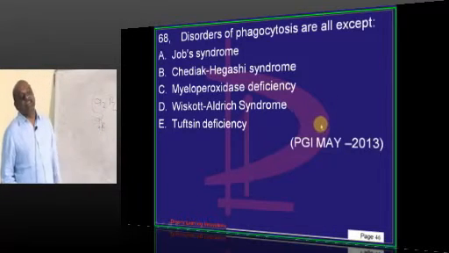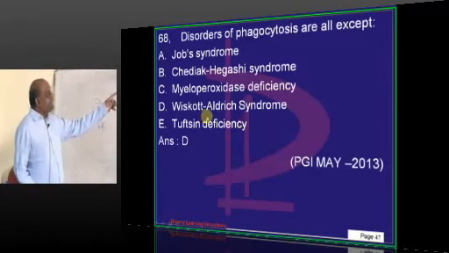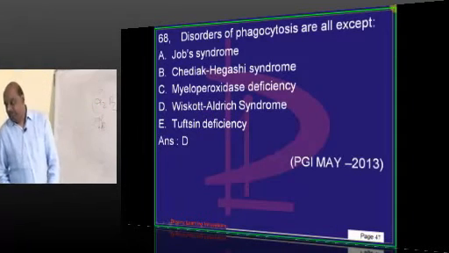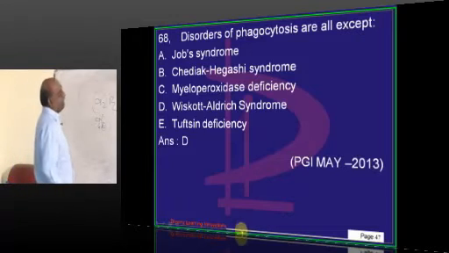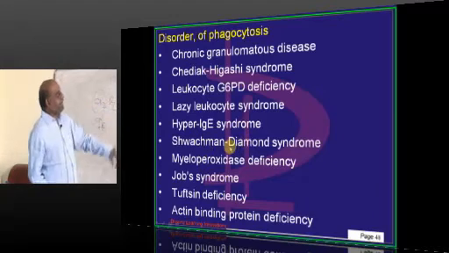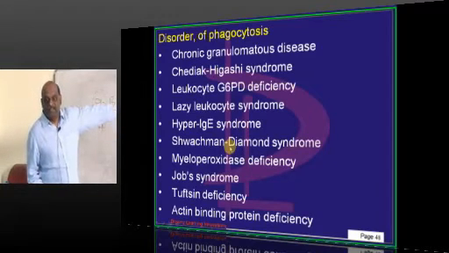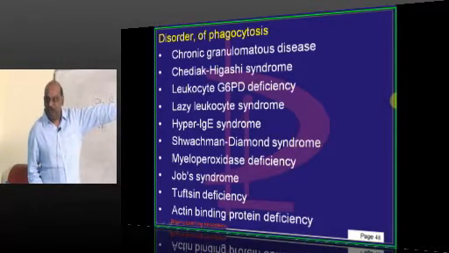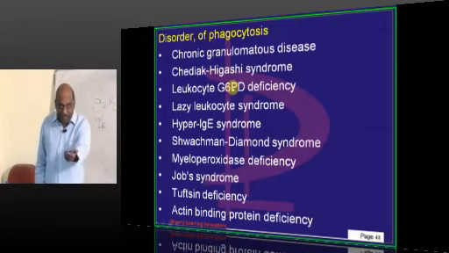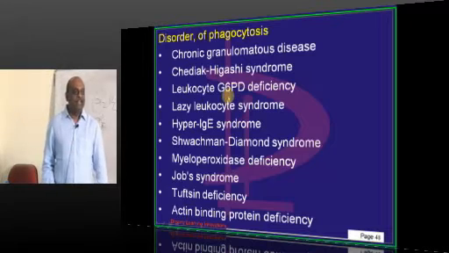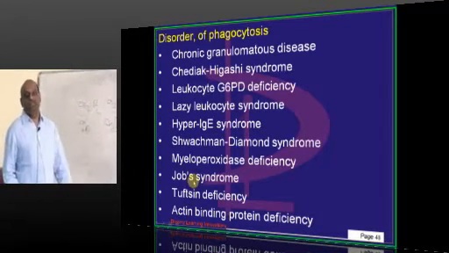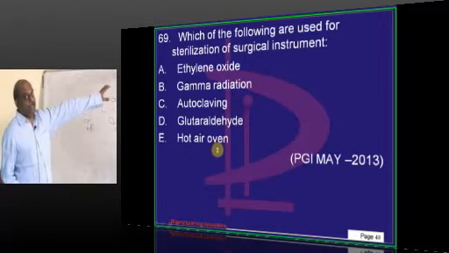So phagocytosis, what is asked about it? So basically Job, Chediak-Higashi, myeloperoxidase deficiency are all basically phagocytic disorders. Similarly, you have lazy leukocyte syndrome, hyper IgE syndrome. Recently a question was asked, Shwachman-Diamond syndrome belongs to what type of disorder? It is a disorder of phagocytosis. Some recent review we had. So definitely questions will come once more. Very high yield topic.